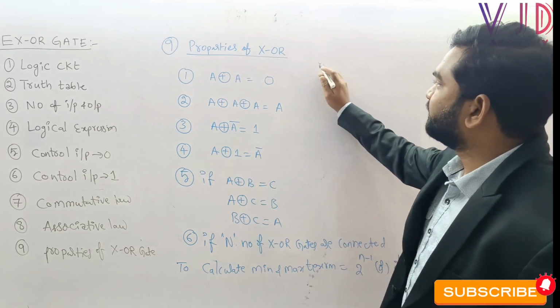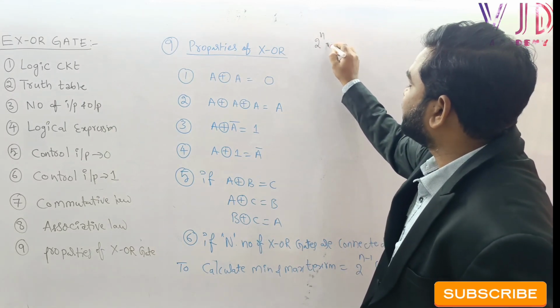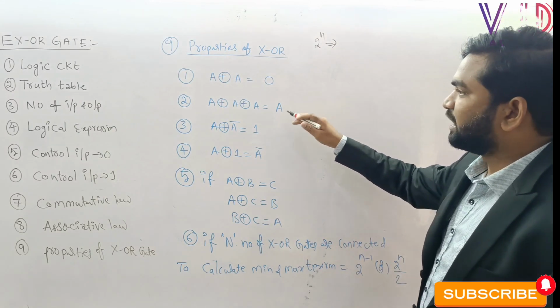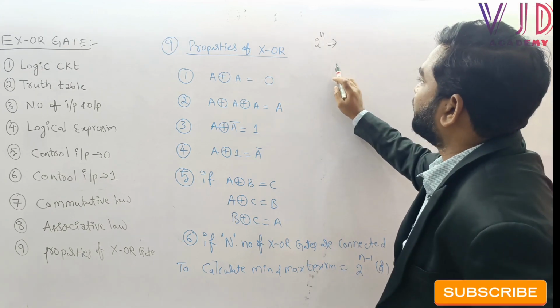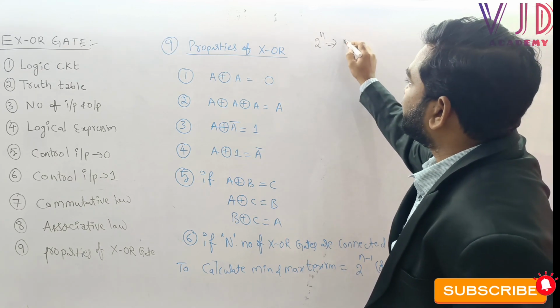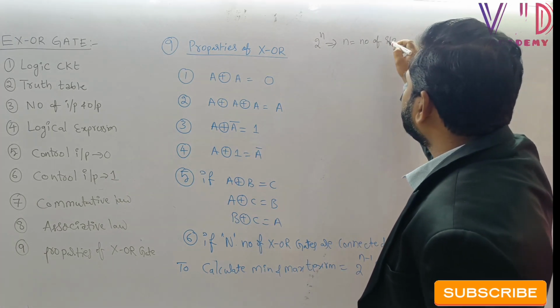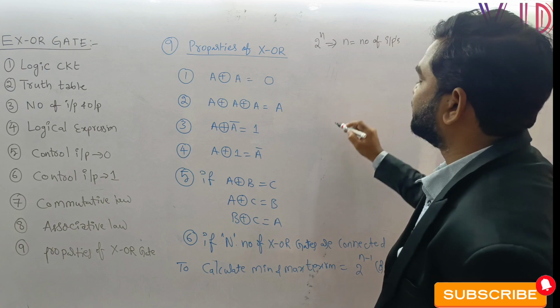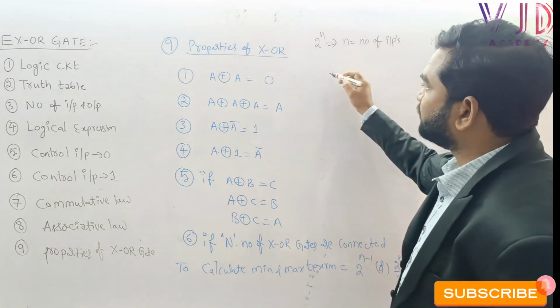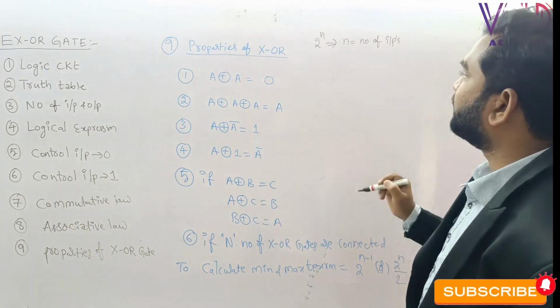We know the equation 2 power n. In the basics class itself we have learned about 2 power n. What is n here? n is equal to the number of inputs. 2 power n is the equation to calculate the number of input combinations.